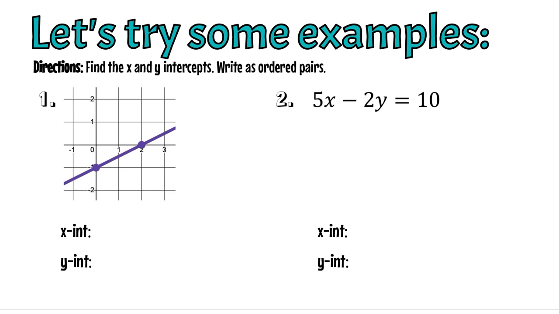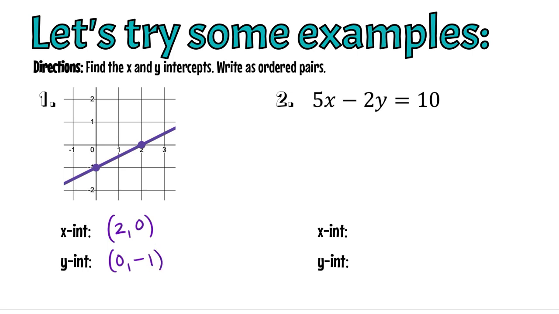So in this first example, we see where the x-axis is right here. The point where the graph crosses the x-axis is the point 2, 0. So the point 2, 0 is the x-intercept. Similarly, when we look for the y-intercept, this is the y-axis. The point where the graph crosses the y-axis is the point 0, -1. So 0, -1 is the y-intercept.